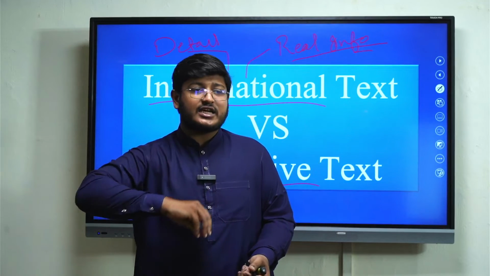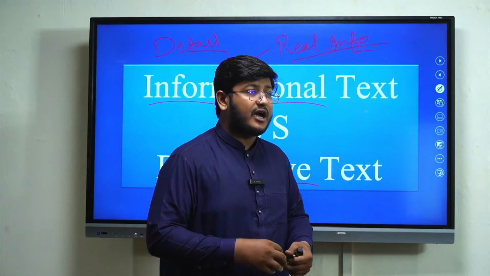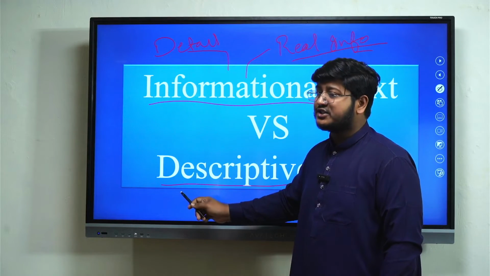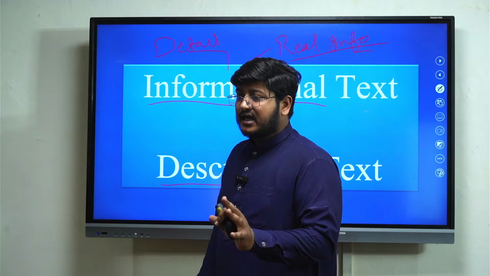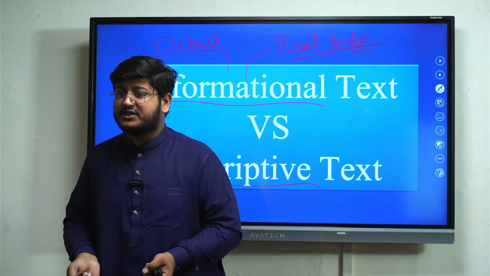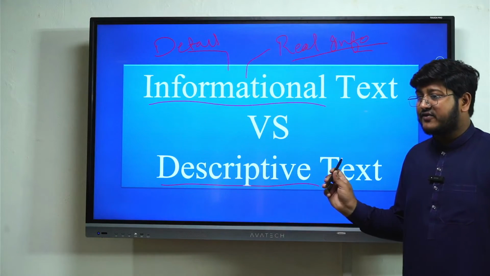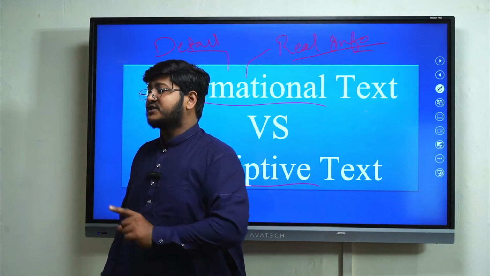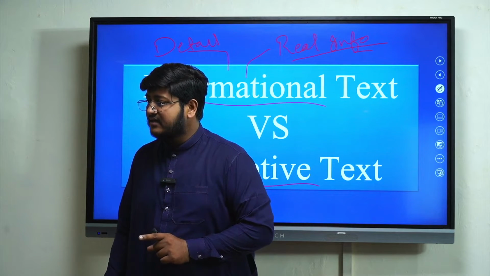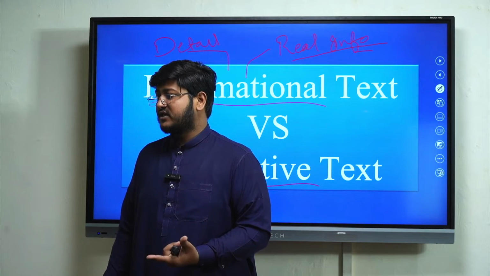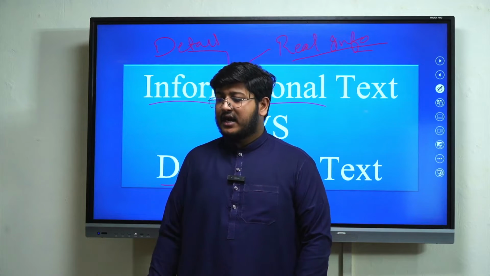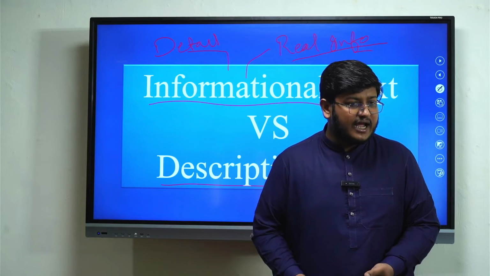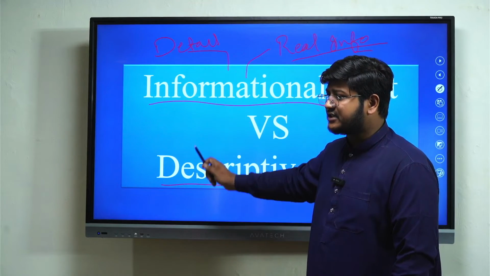What we have to do is just restate all the things which we find within a text. So students, what is the difference between informational and descriptive text? If a text is providing us general information about anything, that is descriptive text. And if a text is providing us detailed, specific information about anything, then that is called informational text. Take the example of this chair. If someone said it is a chair, it has 4 legs, its color is black, what is this? Is it an informational text or a descriptive text?